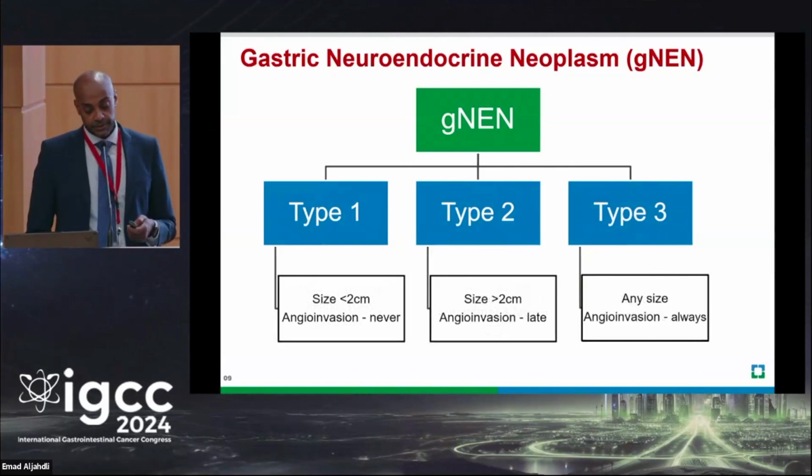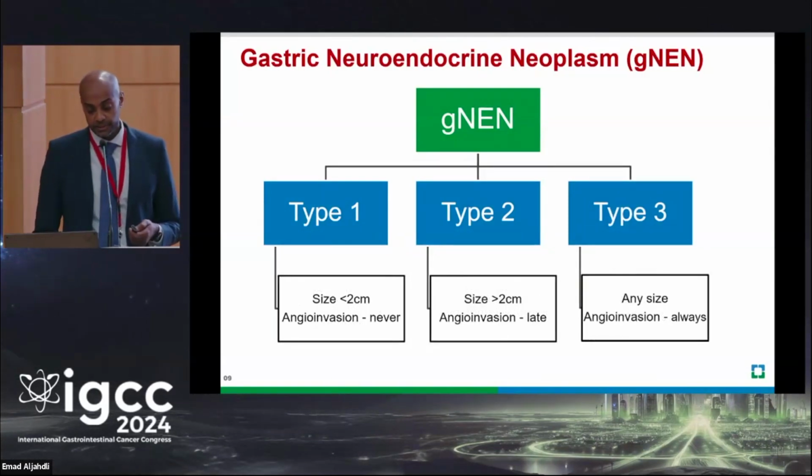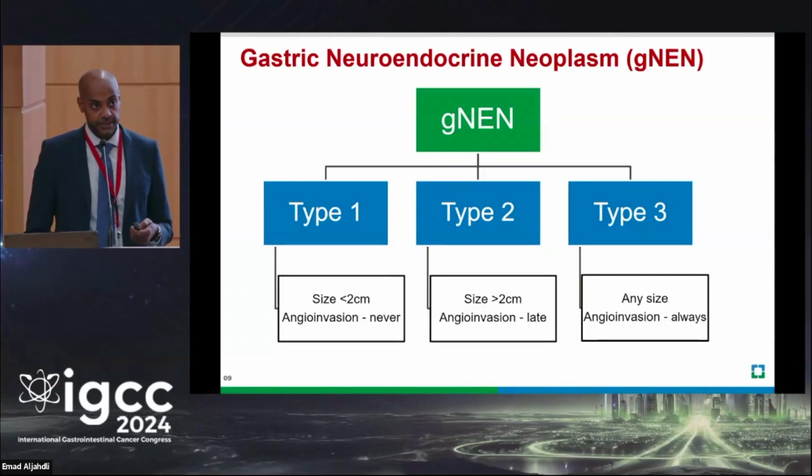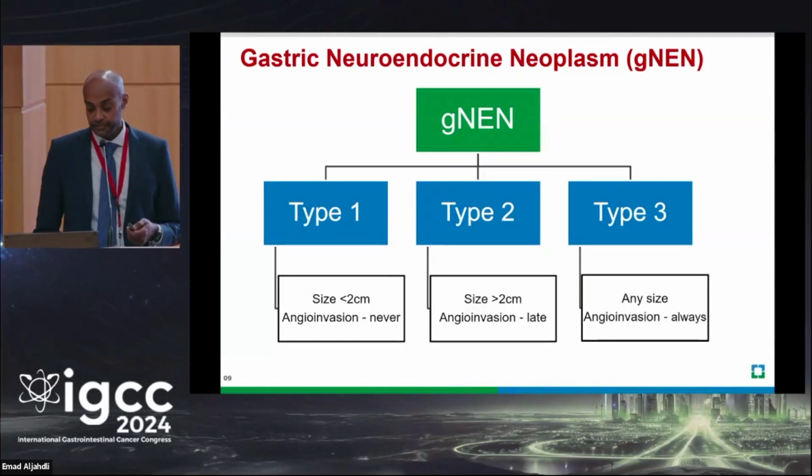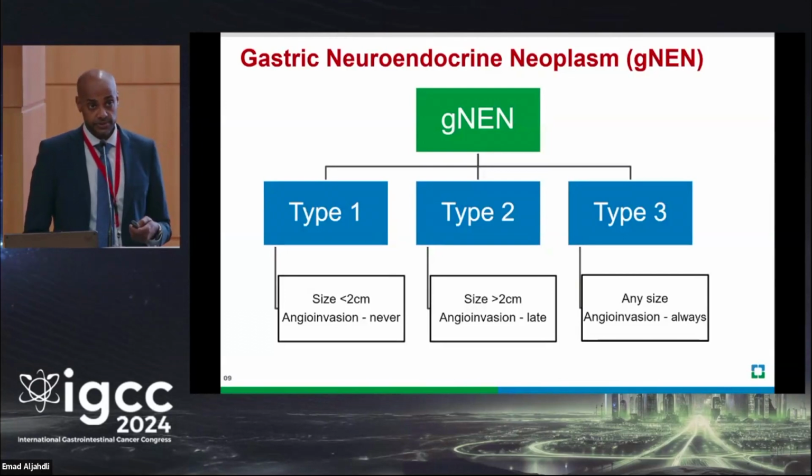Clinically, type 1 is frequently less than 2 centimeters in size, and you almost never get angioinvasion, and that's why they are favorable. Type 2 is usually more than 2 centimeters, and angioinvasion happens at a later stage. Type 3 can present in any size and almost always has angioinvasion, so these tumors are very different.